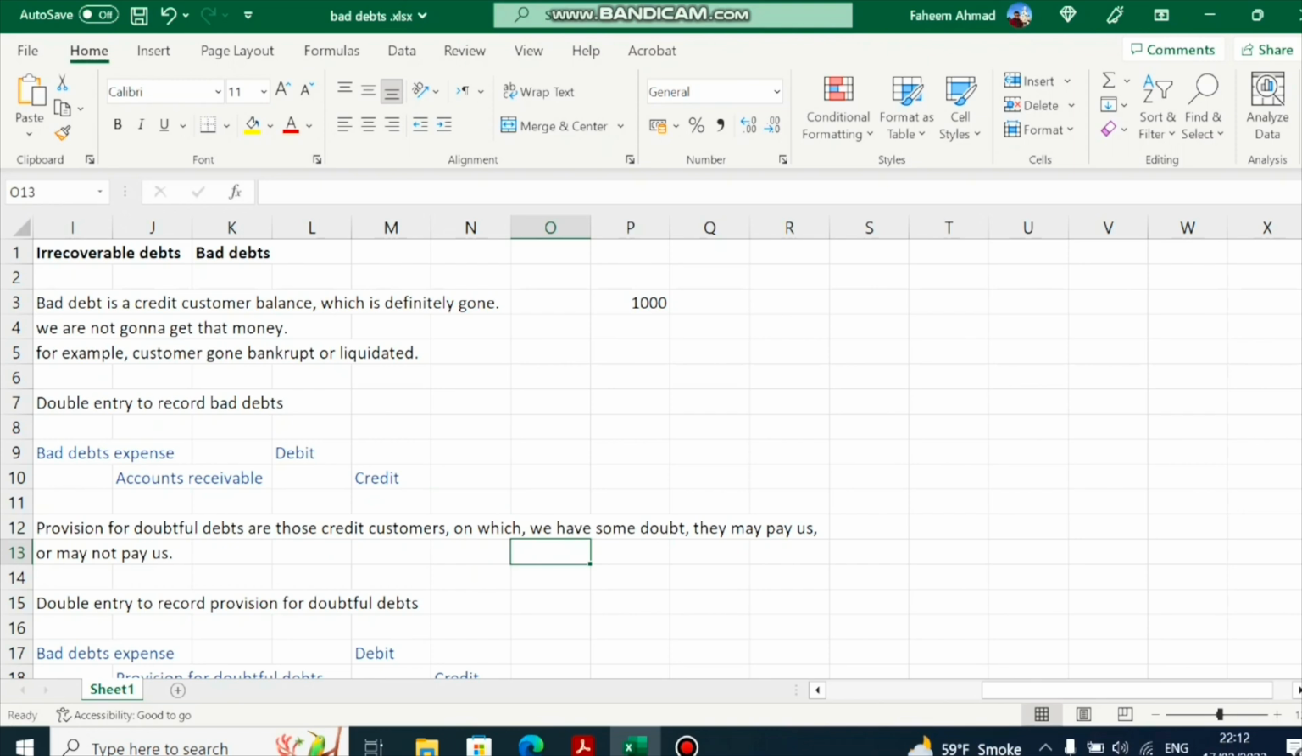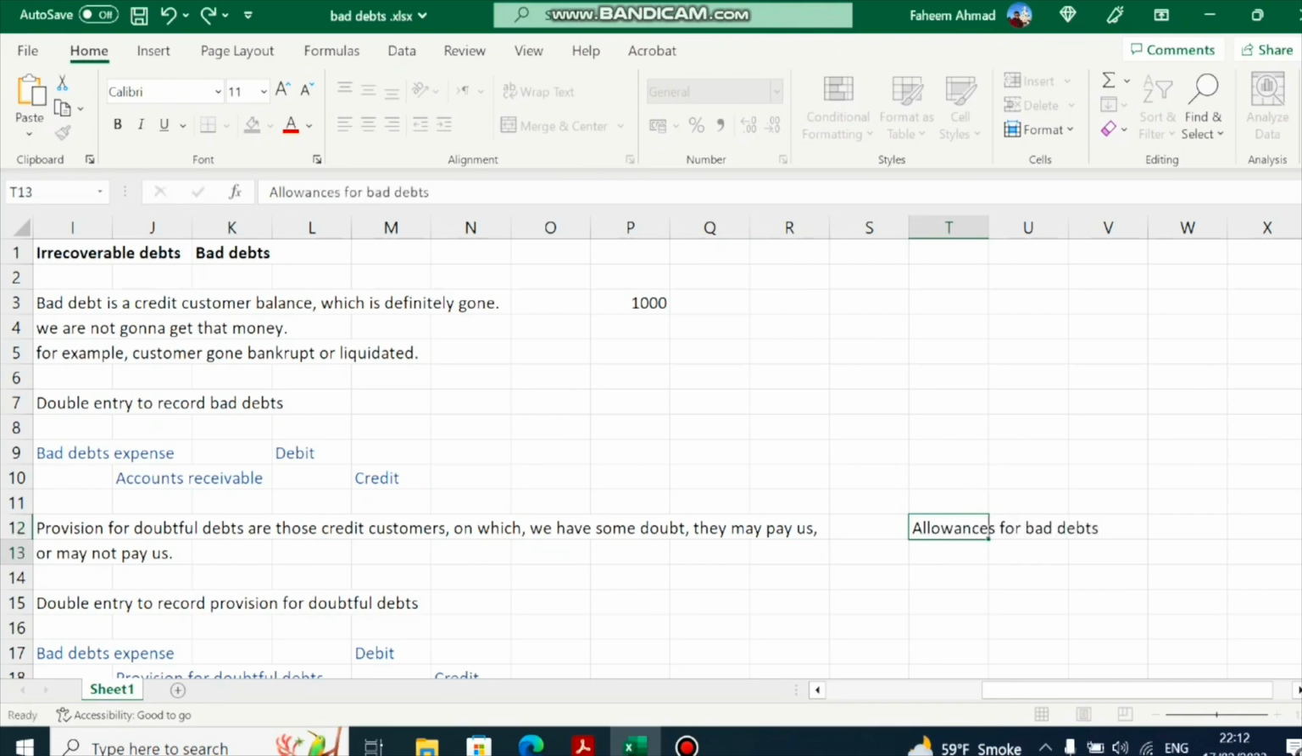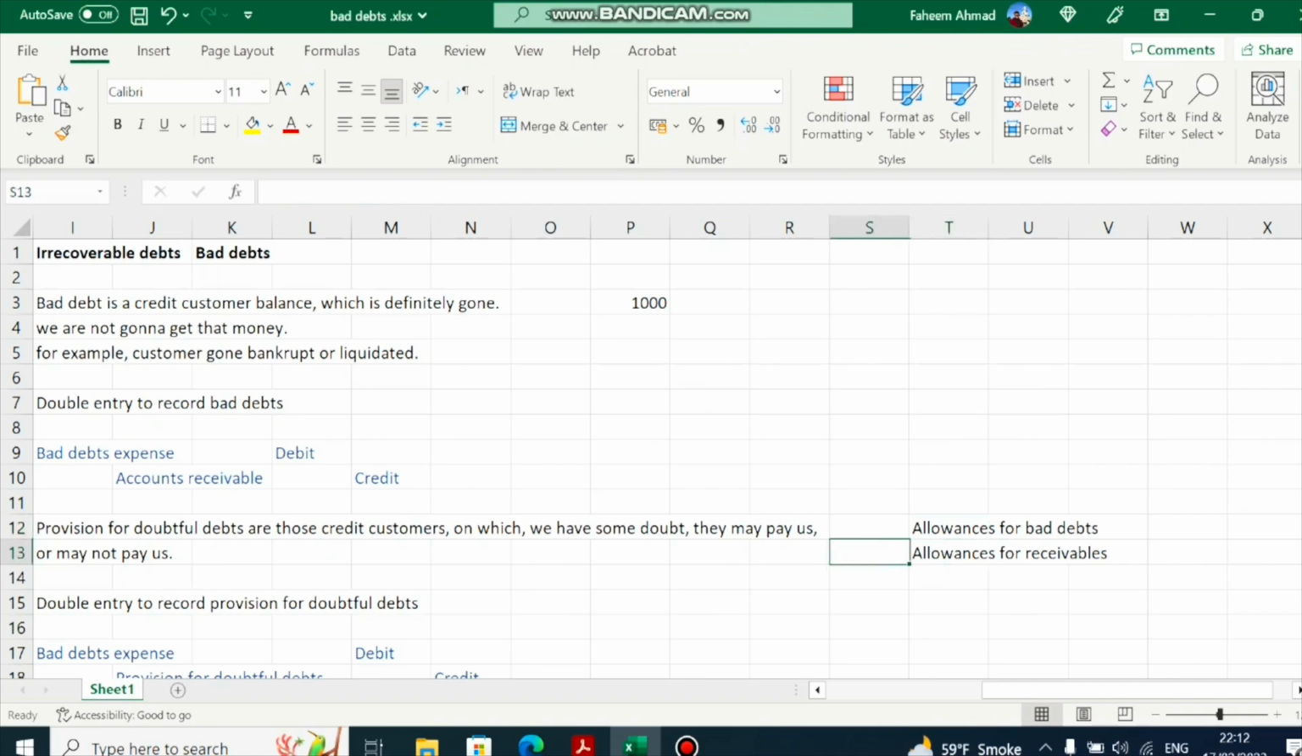Next we have provision for doubtful debts. Provision for doubtful debts are also known as allowances for bad debts or allowances for receivables. All of these terms, allowances for doubtful debts, allowances for bad debts, allowances for receivable, have a similar meaning. Provision for doubtful debts are those credit customers on which we have some doubt. They may pay us or they may not pay us. I repeat, provision for doubtful debts are those credit customers who may pay us or they may not pay us.